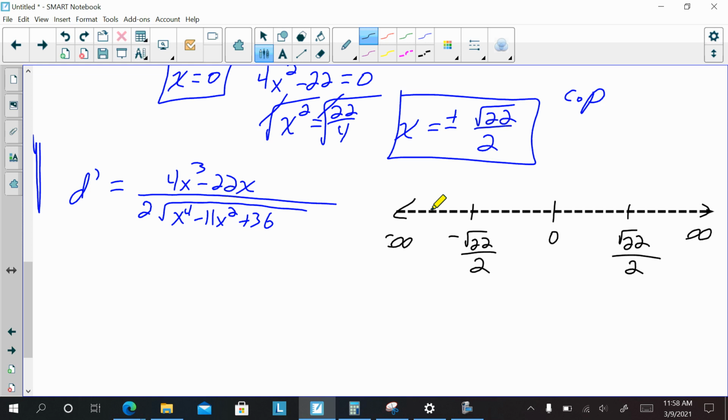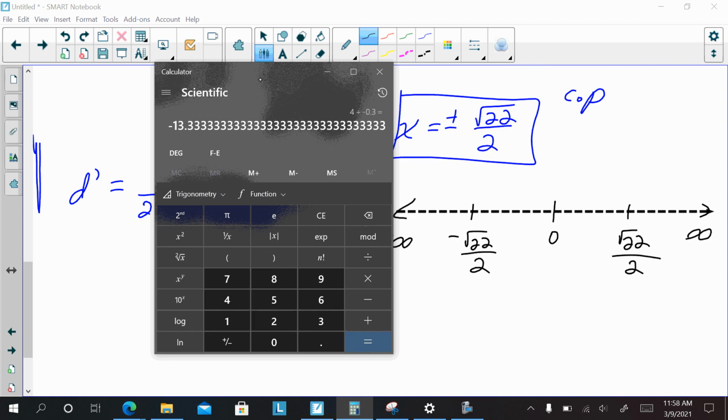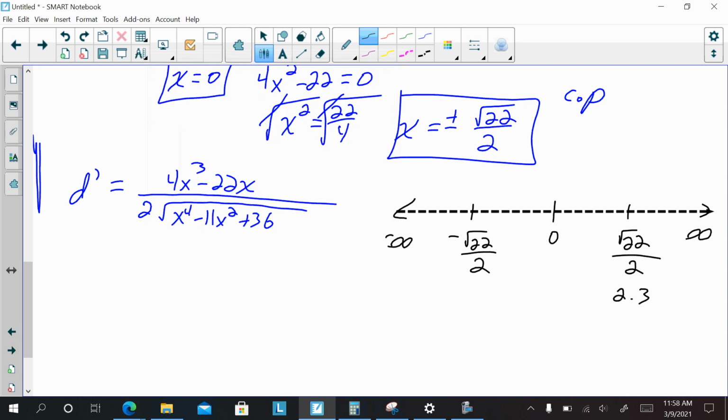Now, in order to pick values to plug in to our first derivative, it would be nice if we had that as a decimal. So if I take the square root of 22 and divide that by 2, I get about 2.3, roughly 2.3. So that lets me know what kind of values I can plug in. So negative 3 would be here, a negative 1 would be here, 1 and 3. So I can plug those numbers into my first derivative to find out if I'm increasing or decreasing on the interval.